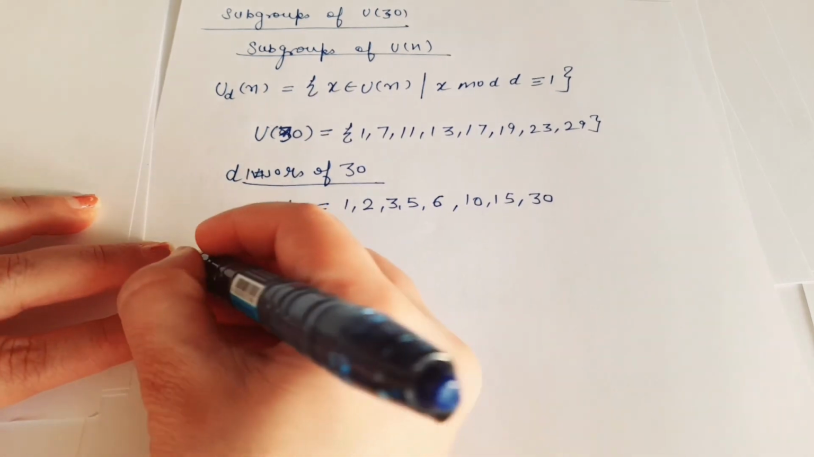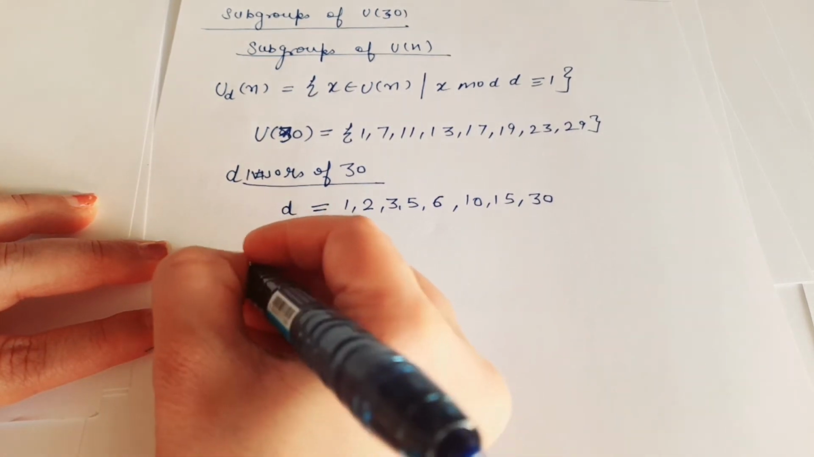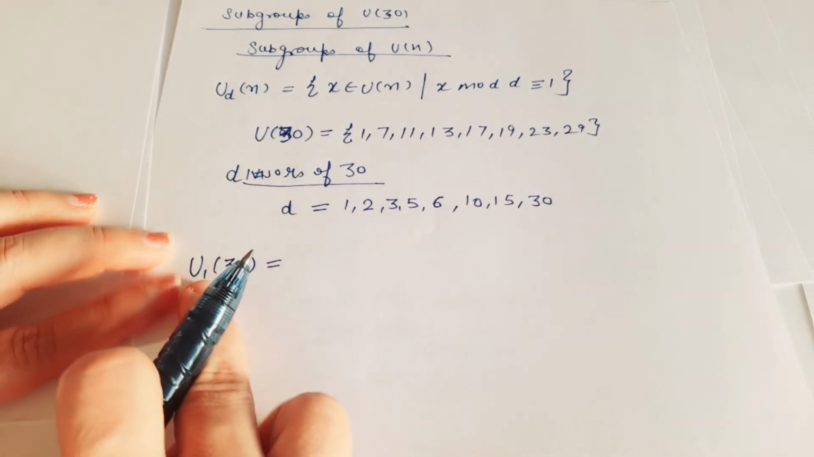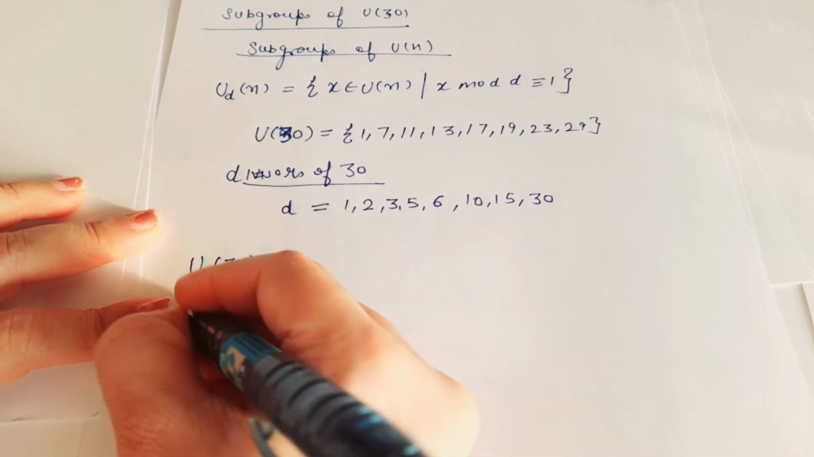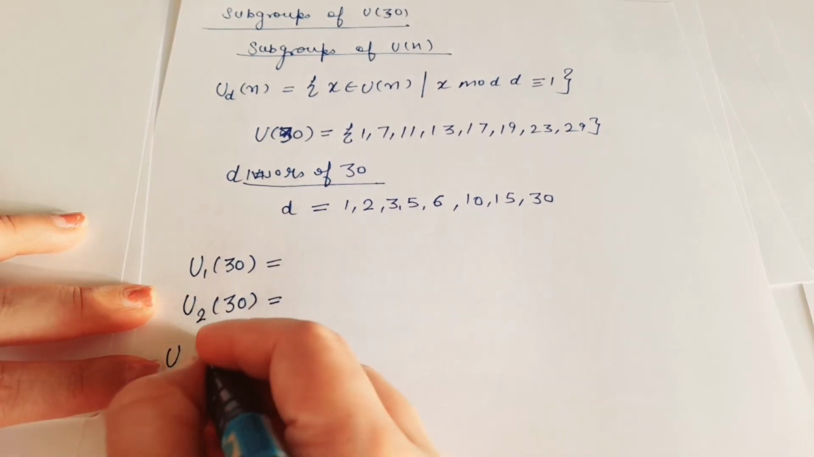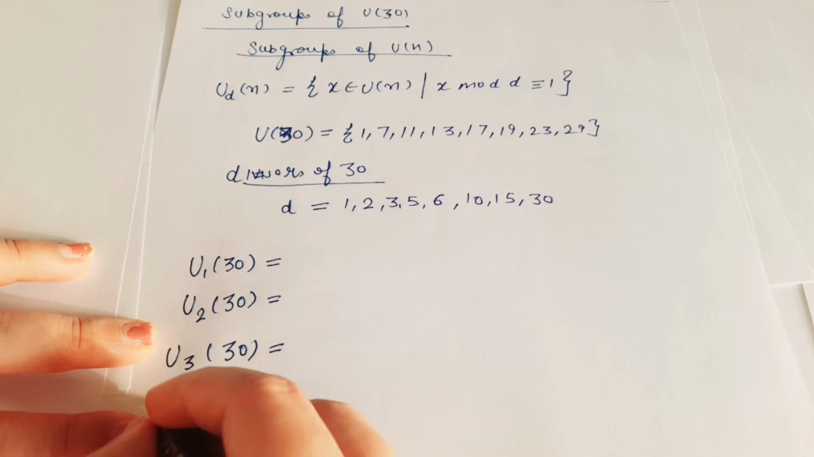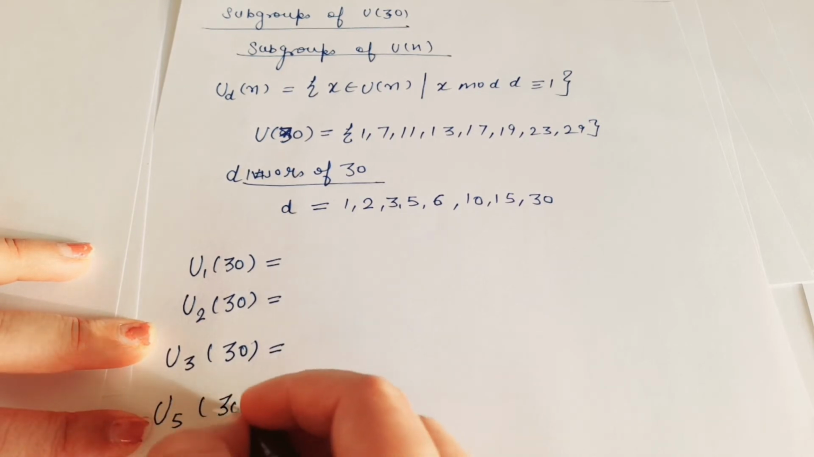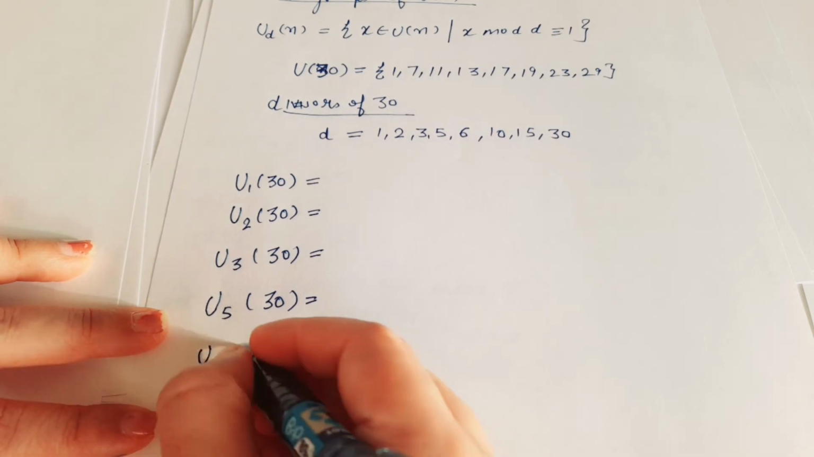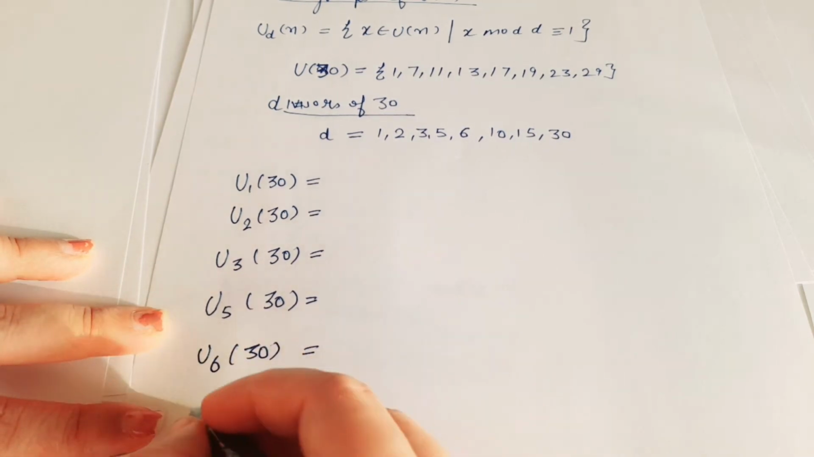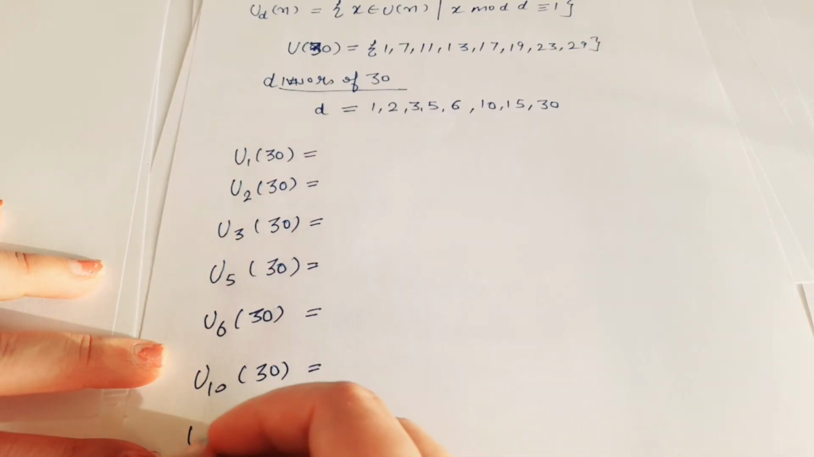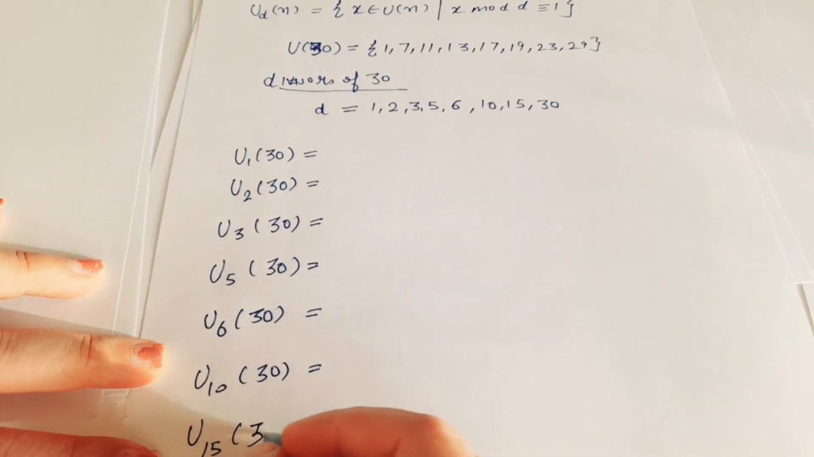And now we will construct first subgroup. First subgroup is U1 of 30. Because D is 1, first of all we will take 1. Second subgroup is U2 of 30. Third is U3 of 30. Fourth is U5 of 30. Okay, and U6 of 30, U10 of 30, U15 of 30.